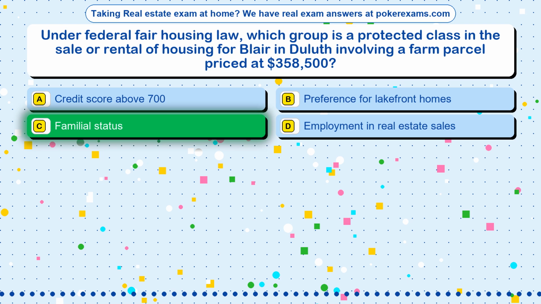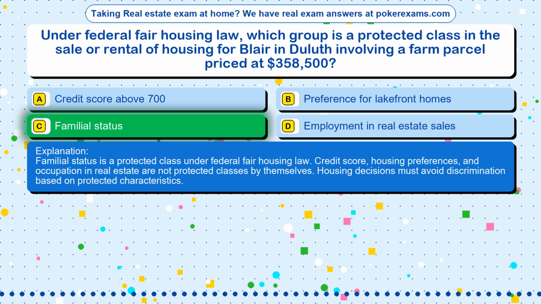The correct answer is option C. Familial status. Familial status is a protected class under federal fair housing law. Credit score, housing preferences, and occupation in real estate are not protected classes by themselves. Housing decisions must avoid discrimination based on protected characteristics.